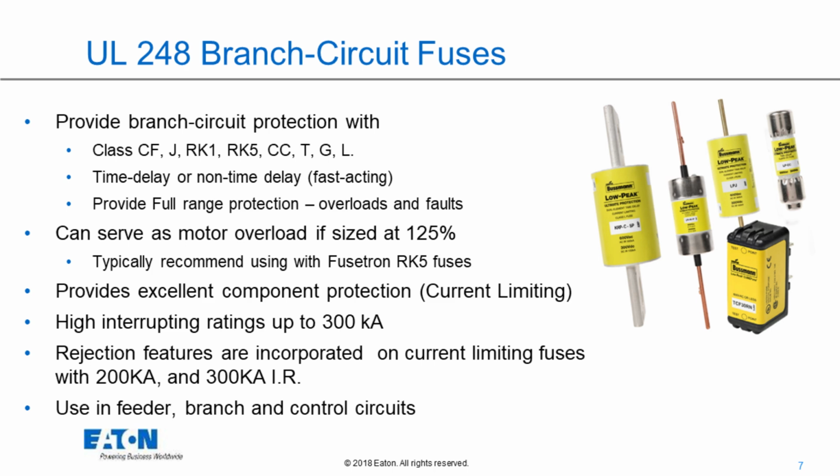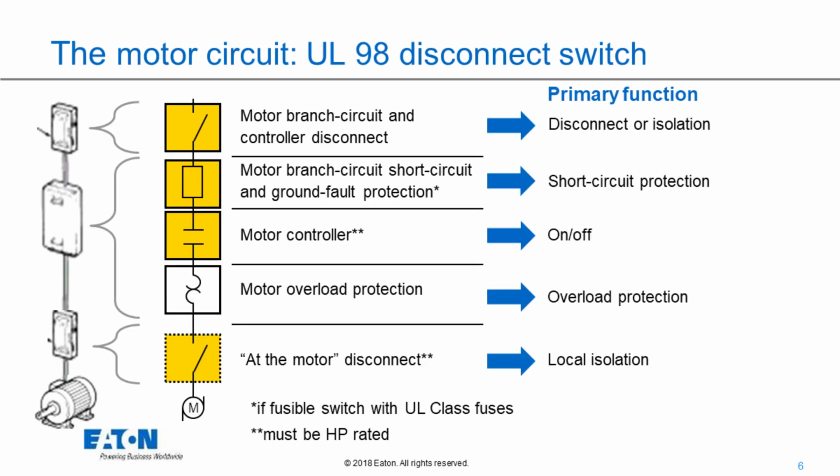Here is the motor circuit showing the UL98 disconnect functions. Again, motor branch circuit and controller disconnect, motor branch circuit short circuit and ground fault protection, motor controller on-off function. We didn't color in motor overload protection, but a fusible one could provide backup overload protection to the primary overload protection, which would probably be in a combination motor starter of some kind.